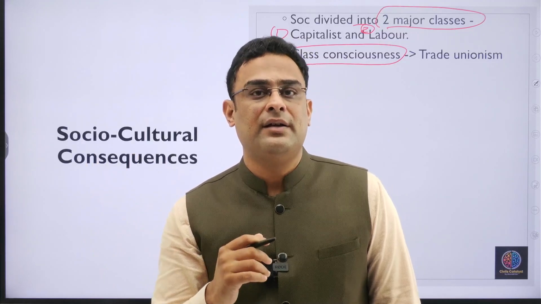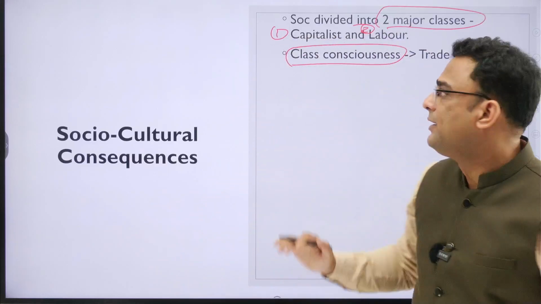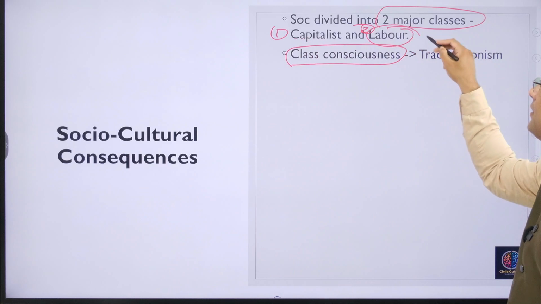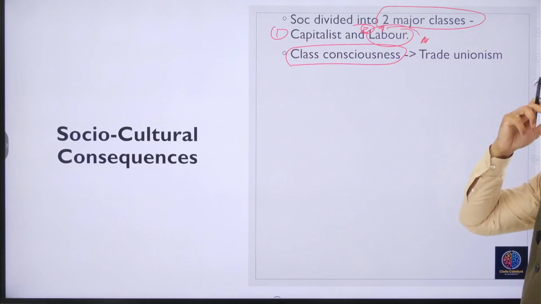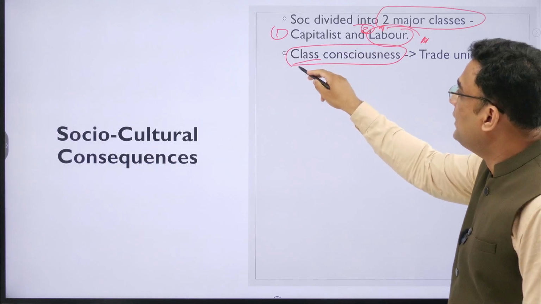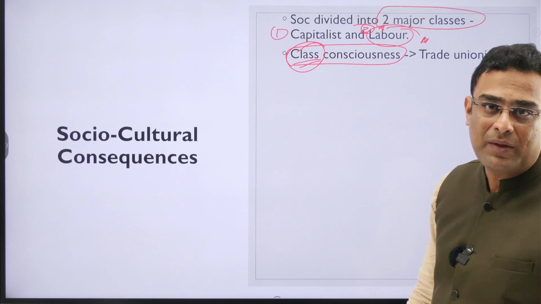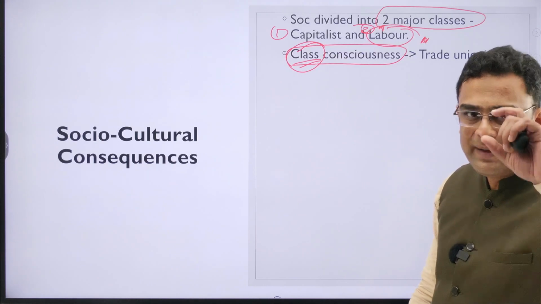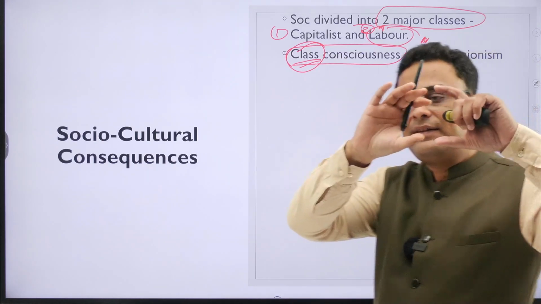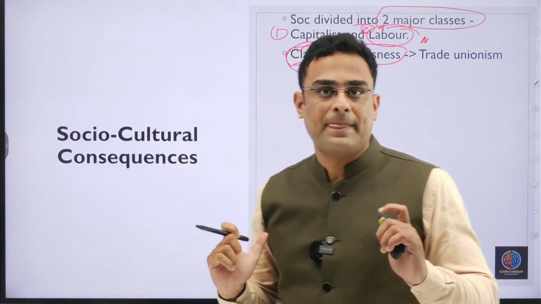Race did not matter. Region did not matter. Language did not matter. The only thing that mattered was that you are a laborer. So the labor realized that the most important identity that we have is that of our class. That is labor. What is meant by class? It is the segregation of society based on economic criteria.